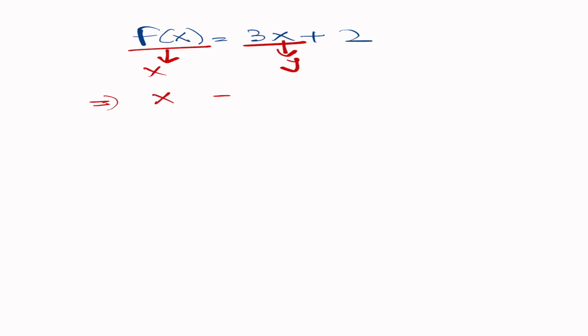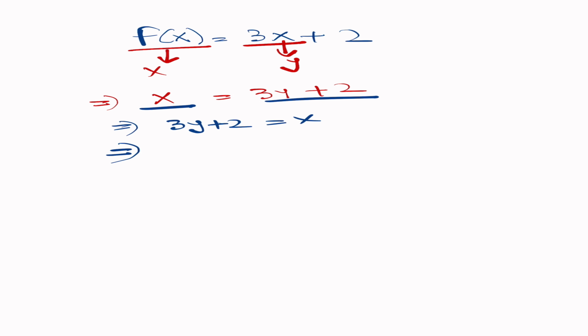Let's say we have f of x equals 3x plus 2. What we learned is we have to change the x and y coordinates. Instead of f of x, we write x, and instead of x, we write y. If we do that, we get x equals 3y plus 2. Now we have to solve for y, so we switch: 3y plus 2 equals x. We subtract 2 from both sides.